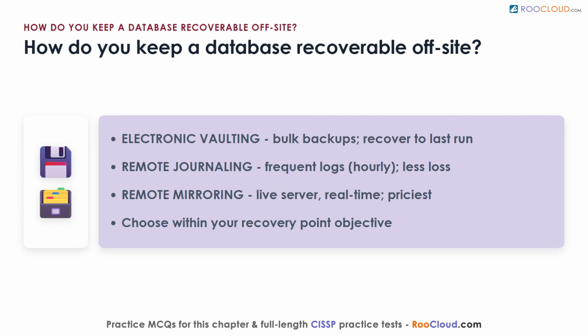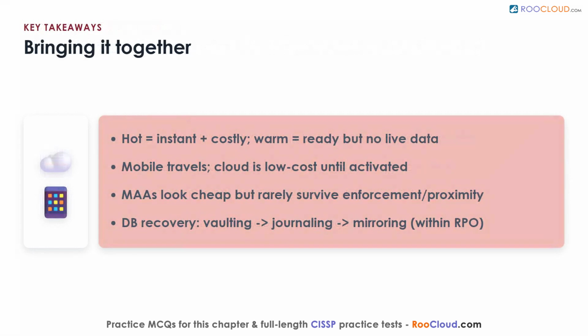Remote journaling is faster, moving transaction logs frequently, often hourly, so far less is lost. Remote mirroring is the top tier and the most expensive, keeping a live server at the backup site that receives every change as it happens, ready to take over instantly. Pick the one that lands inside your recovery point objective, because losing more is risky and losing less than needed just wastes money.